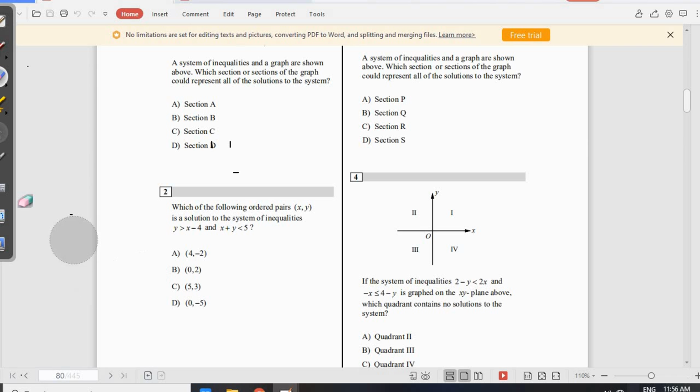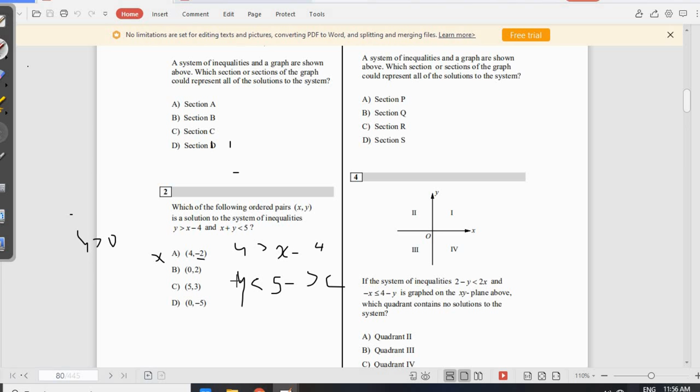Alright, let's look at this critically. It says y is greater than x minus 4 and x plus y is less than 5. So the first step is y is greater than x minus 4, and then y is less than 5 minus x. We'll be inserting each of the options in. If you put 4 in here, you have 4 minus 4, so y is greater than 0. But minus 2 is not greater than 0, so A is not the answer.